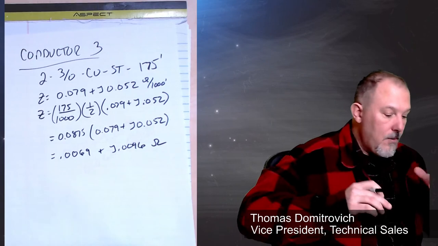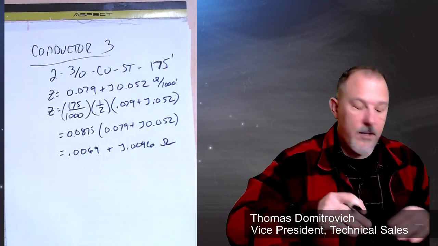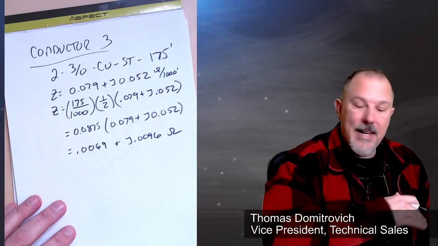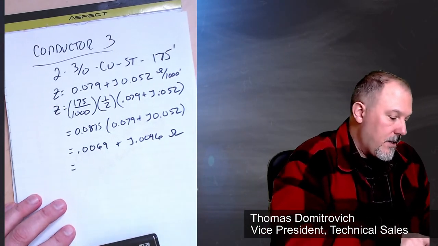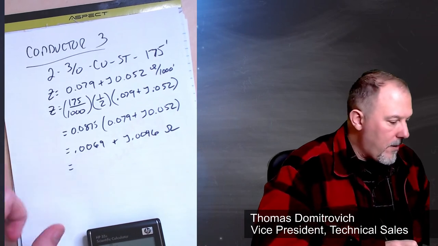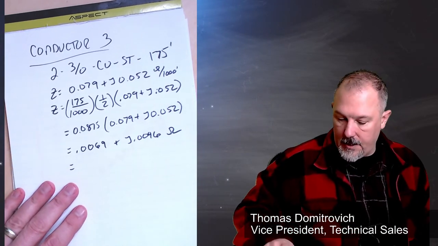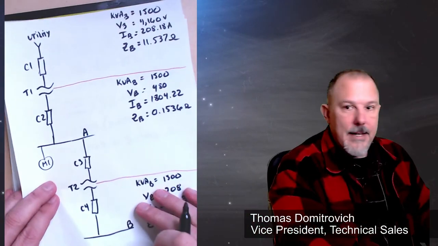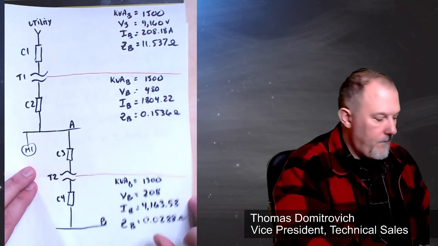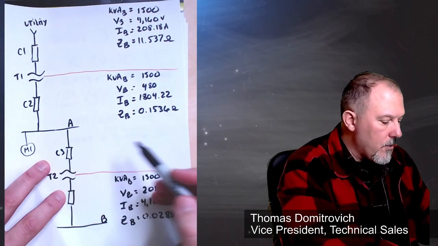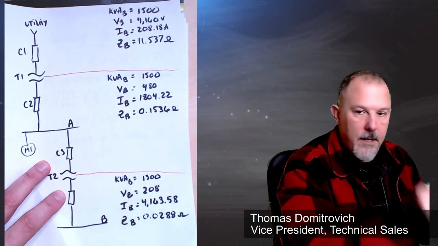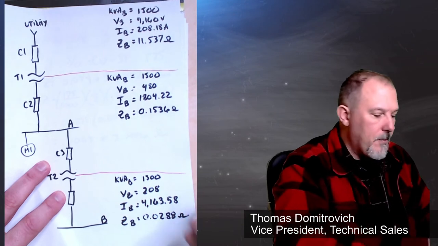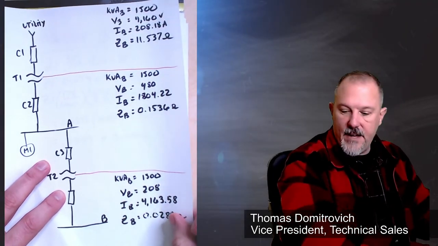Now, what did I just do? I got it to ohms, right? So I've got to get it to per unit. What I'm going to do first is I could do this. I can do it now. So now, where is conductor number 3? Conductor number 3 is still on the 480 volt side of the business. So my base is 0.1536. You got to keep your bases. It's all about the base. 0.1536.